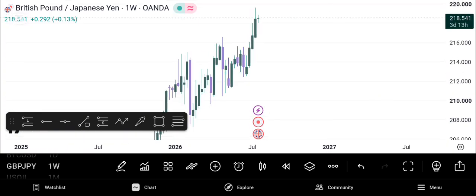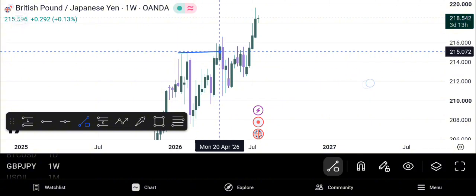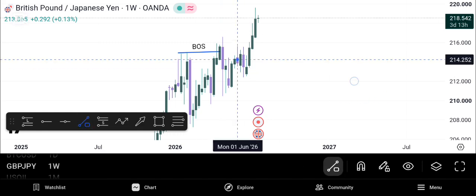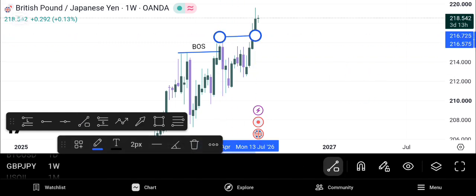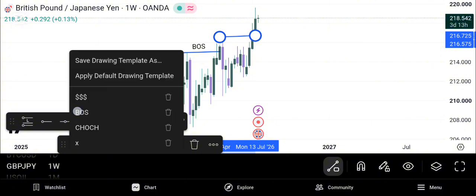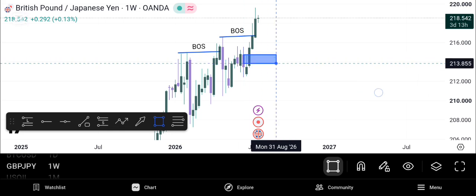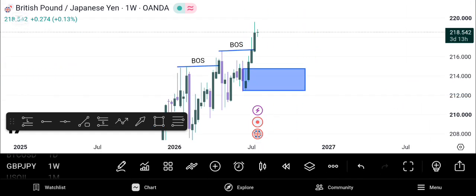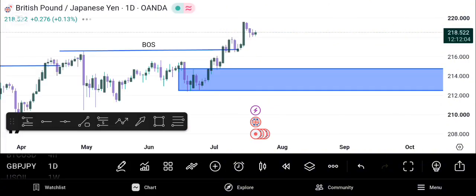Based on structure, we can see that we have a break of structure here on the weekly time frame. Break of structure, then another break of structure right here in the weekly time frame, another break of structure right there. And if we are looking at this break of structure, we'll be looking at this other block right here. But let's see what price does. So we'll go to the daily time frame.